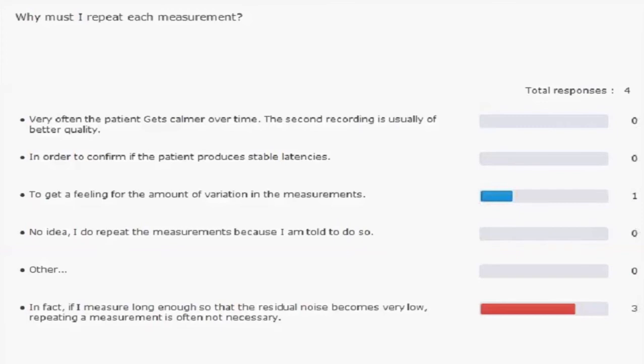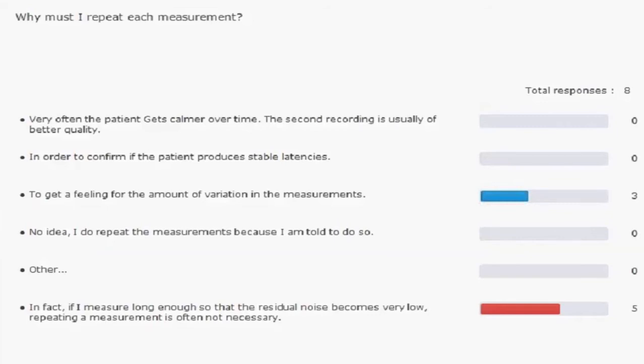because I wrote, in order to confirm if the patient produces stable latencies. Well, we are quite certain that patients produce stable latencies. Latencies are only varying from the patient if they have a neurological pathology. But I would say the traditional reason for repeating each measurement is to get a feeling for the amount of variation in the measurements, or a feeling for the amount of noise in the measurement. So that is what the traditional reason was.